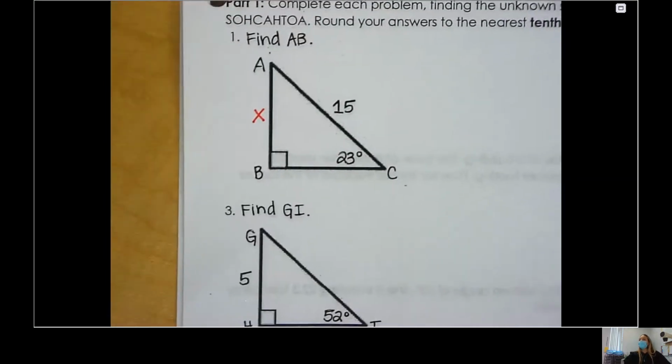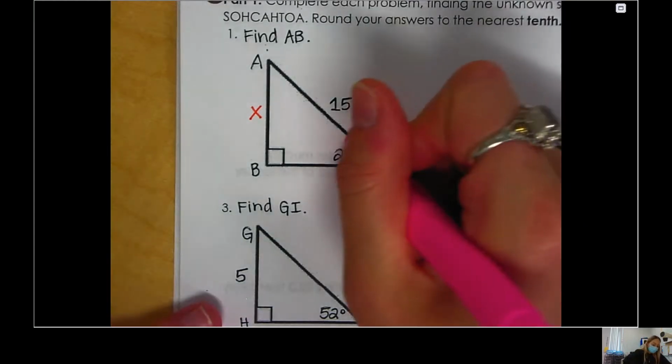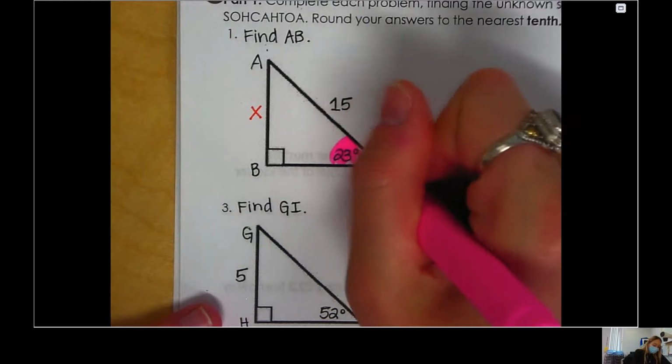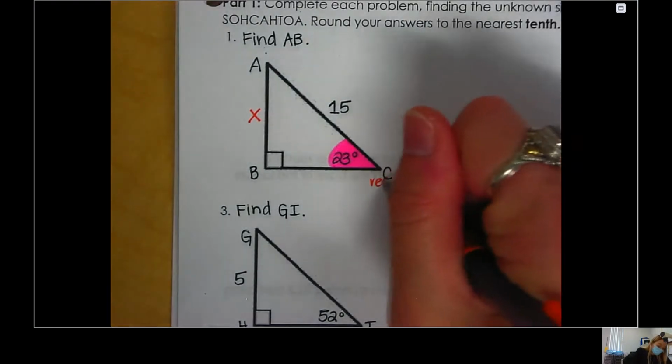Now, I need to start by figuring out what's my reference angle. So which angle am I looking at in this picture? What's the only angle given to me? 23 degrees. So I'd like you to either highlight or circle or color in or do something to your reference angle. That's important. Reference angle.